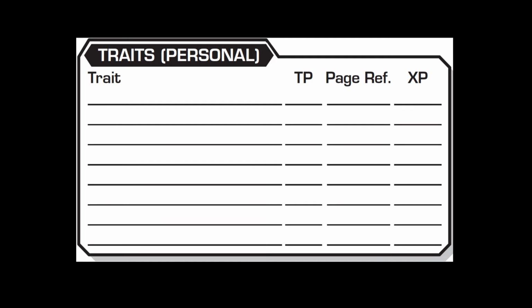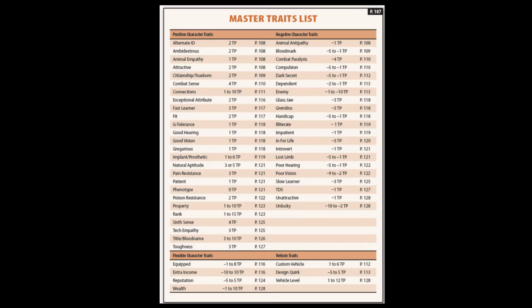Traits. Traits represent abilities that can't be covered by attributes or skills. Traits apply to characters or vehicles and can be positive or negative. Positive traits provide a benefit. Negative traits, a hindrance. The master traits list gives us the examples. On this list, we see the positive traits in a column on the left and the negative traits in a column on the right. The flexible traits at the bottom can be negative or positive.